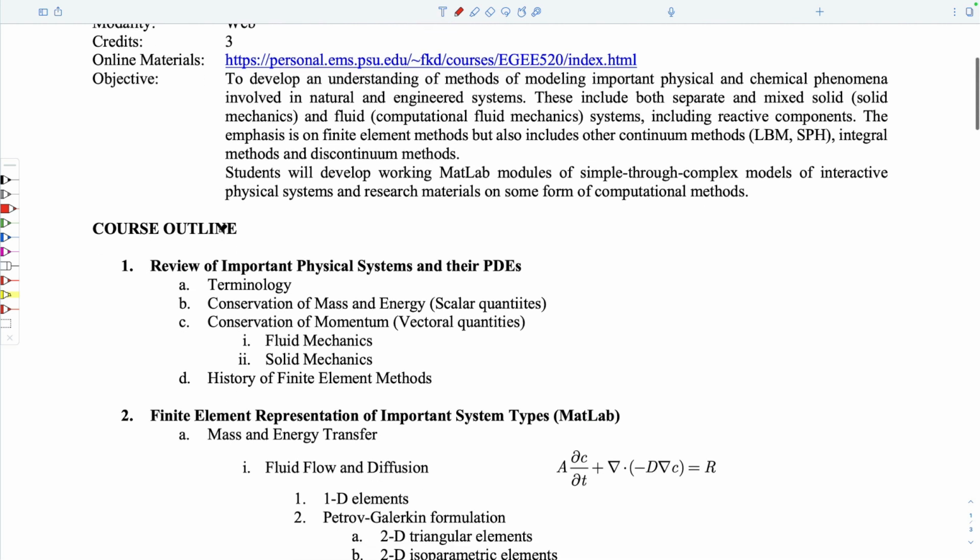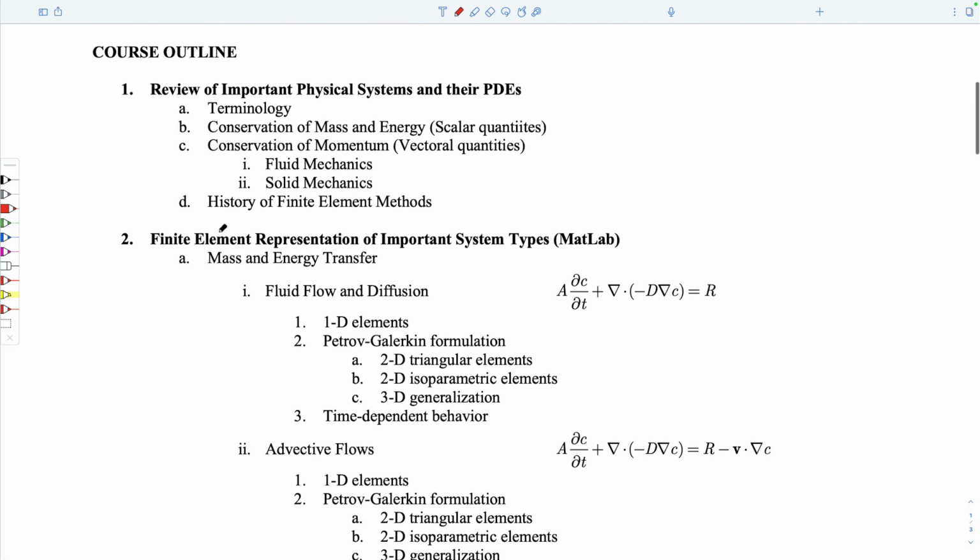And so the class in general starts off, after the introduction, by talking about mass and energy transfer in the first part. The first topic is to look at fluid flow and diffusion. So diffusion means pressure diffusion of a pressure pulse in a porous medium. And it's the same standard way of looking at the system for each topic. We talk about one-dimensional problems, one-dimensional elements, which look at linear fluid flow, steady state.